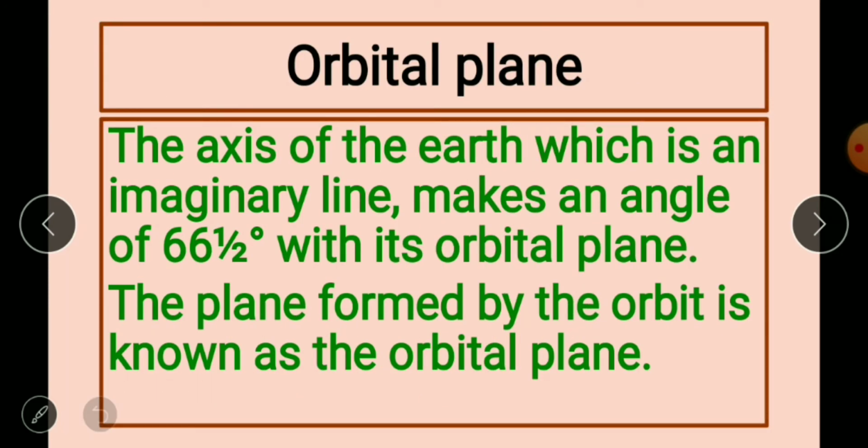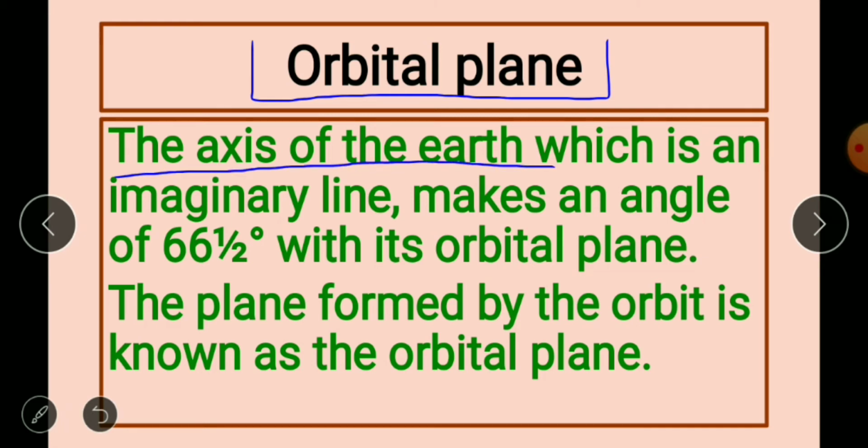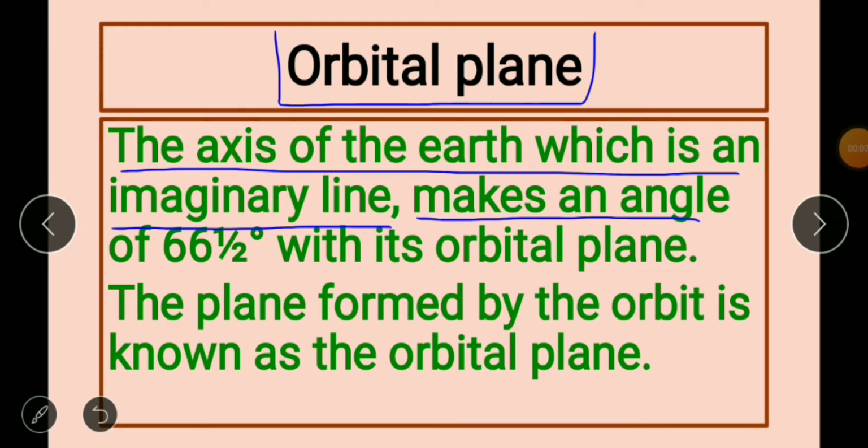The next topic which we are going to discuss is the orbital plane. So what is the orbital plane? First of all, let's see the axis of the earth, which is an imaginary line. The axis of the earth makes an angle of 66.5 degrees with its orbital plane.